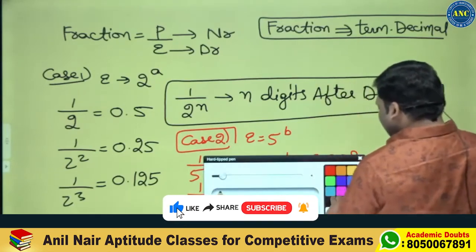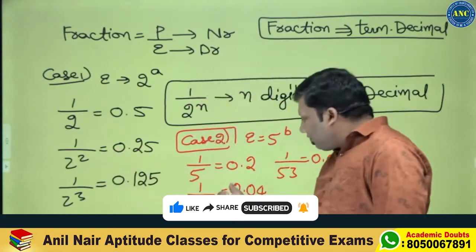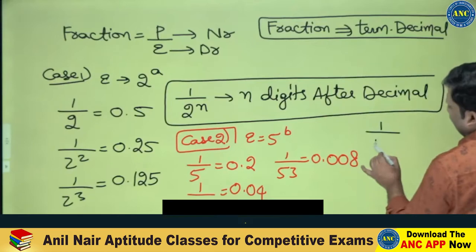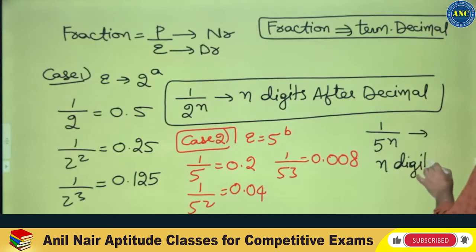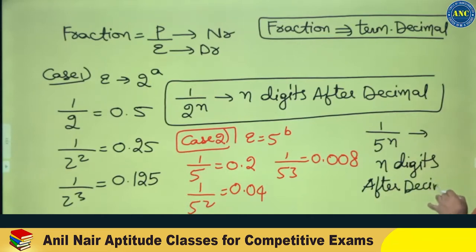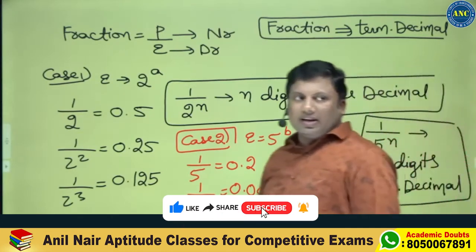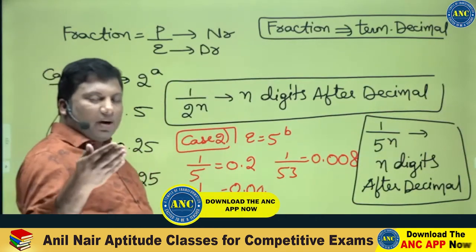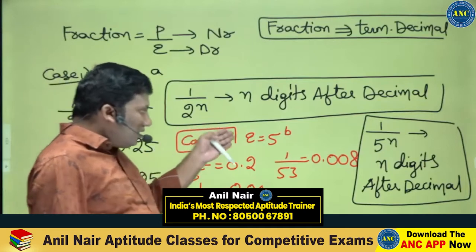0.008. That means, if you observe, if it is 2 square, after the dot 2 digits it is getting over. Same thing, after the dot 2 digits it is getting over if the denominator is a power of 5. That means 1 by 5 power n will give n digits after the decimal. Same thing for 1 by 2 power n or 1 by 5 power n. Absolute clarity you will get as we go on solving problems. A fraction will result in a terminating decimal with only a power of 2 or a power of 5 or both powers of 2 and 5.